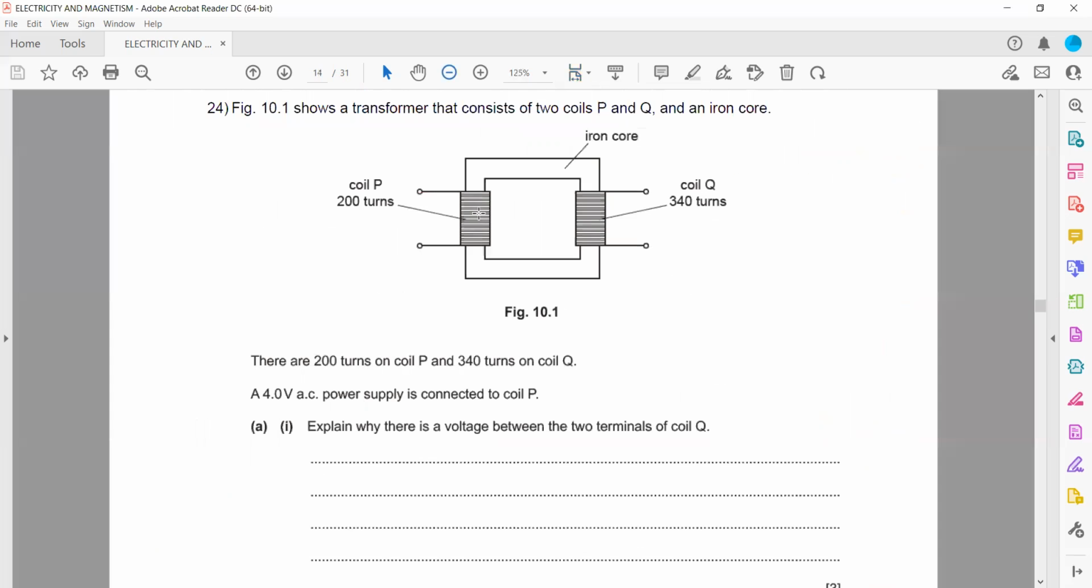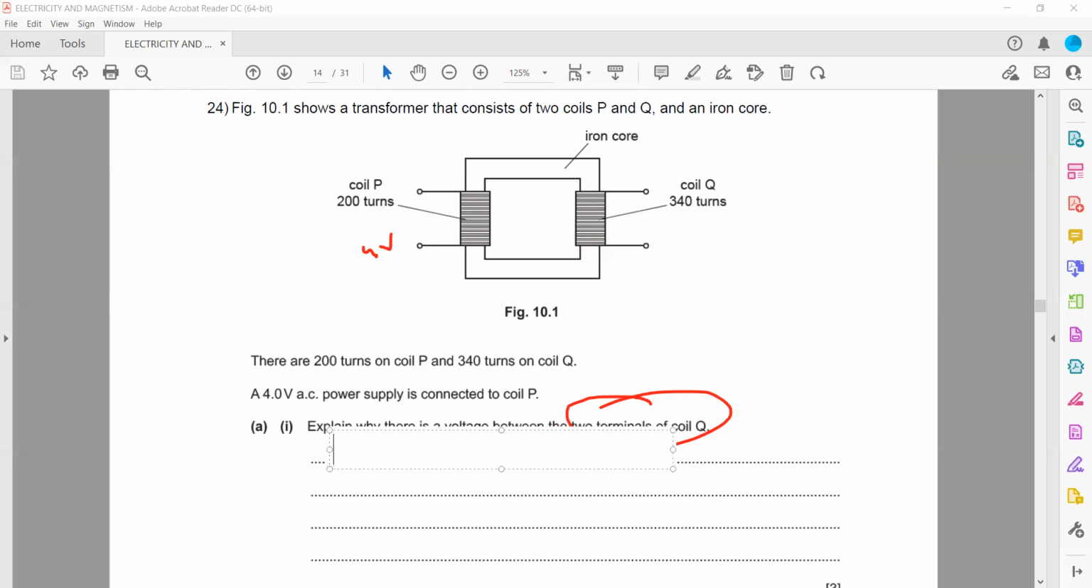Question 24 is related to the transformer. There are 200 turns in the primary and 340 turns in the secondary. 4 volts is applied in P. This is a step-up transformer. Explain why there is a voltage between the two terminals of coil Q. So you have to explain the working.